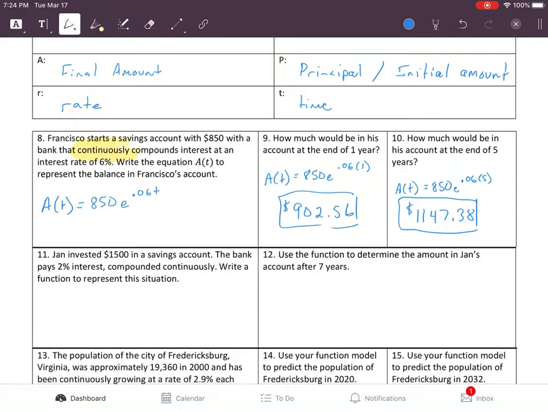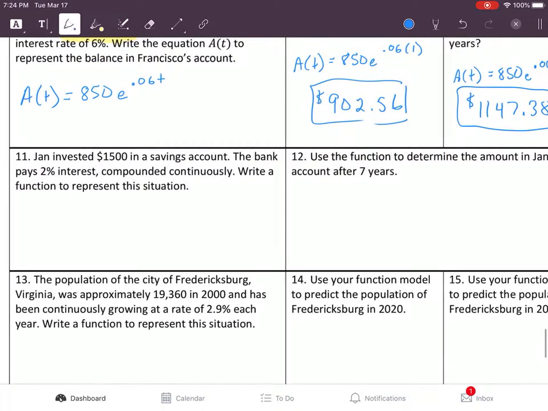All right, question number 11. We have J. Again, we're looking at compounded continuously. That tells us we're going to use the E equation versus the other one. Okay, so we have A of T equals 1,500 times E, all right, to the 0.02 times T. So I'm not given a value for the years.